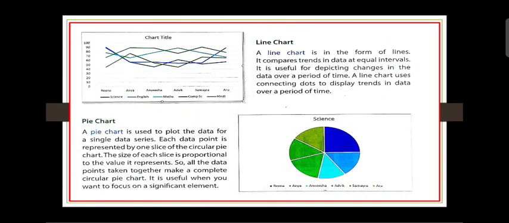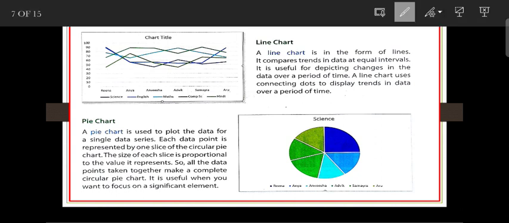Next is the line chart. A line chart is in the form of lines. Here you can see these lines, these are the lines. Sorry, these are the horizontal axis, and this is the vertical axis. A line chart compares trends in the data at equal intervals. It is useful for displaying changes in the data over a period of time. A line chart uses connecting dots to display trends in data over a period of time.